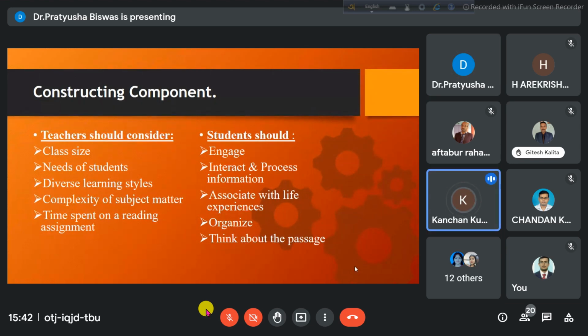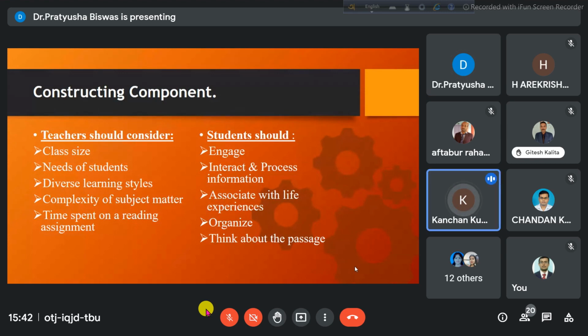Teacher should consider class size, need of students, diverse learning styles, complexity of subject matter, time spent on a reading assignment. Yes. And what should a student study?